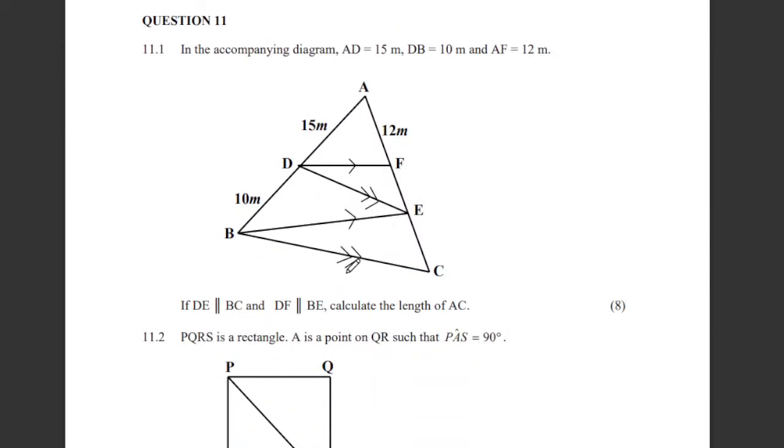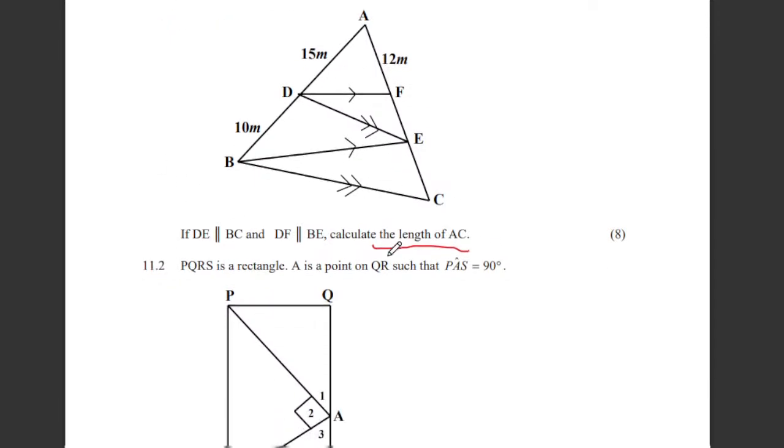Then question 11, in the diagram that is accompanying, okay, AD is 15 and they gave us that information. If those lines are parallel, can you calculate the length of AC? So the proportionality theorem must be used. Okay, if possible, just get to know which triangles are similar to which one, and then you're good to go.